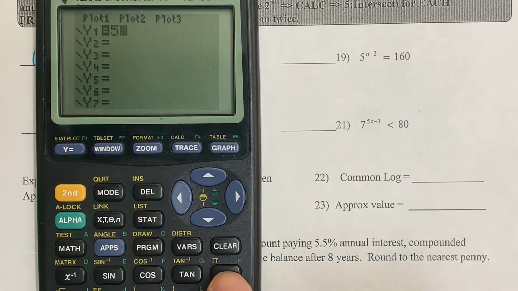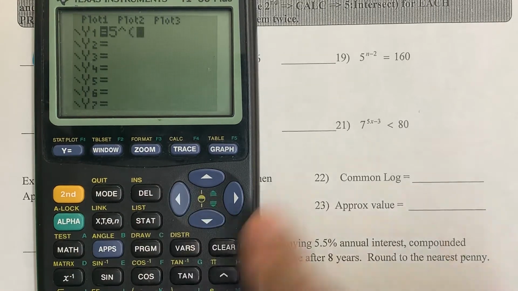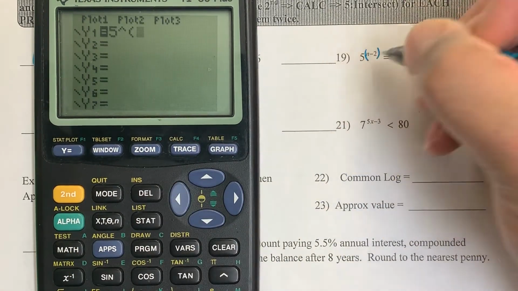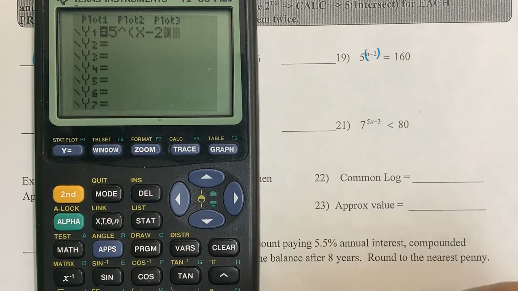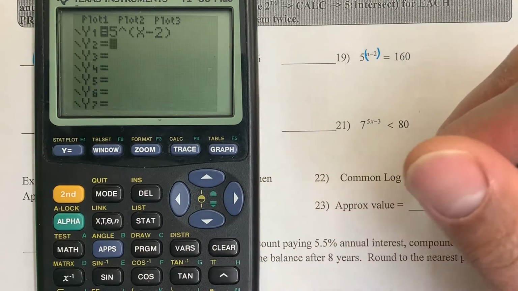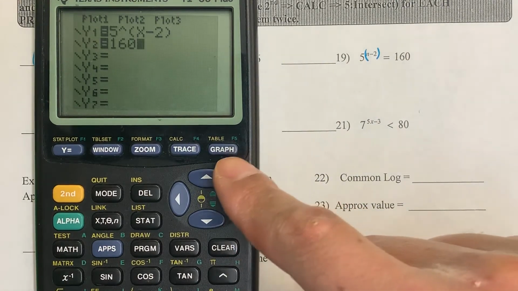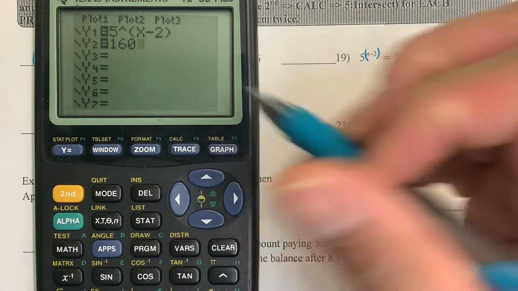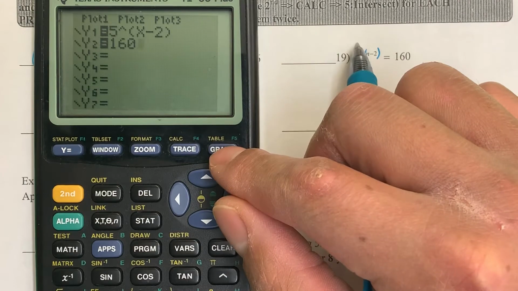So if I do 5 to the x, parentheses, make sure you have parentheses here, I'll even write them here, x minus 2, close parentheses. There's the left side, and then the right side is 160. Which again is just a straight number, so it's going to be just another horizontal line, through y is 160.